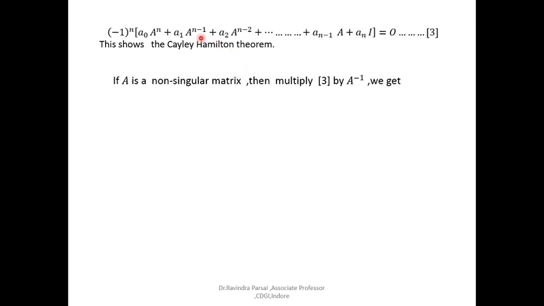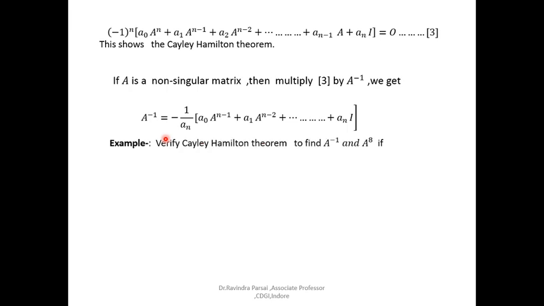You can say that just multiply this equation by A raised to minus 1. So by multiplying this equation by A raised to minus 1, and by writing only the A raised to minus 1 term on the left side and shifting all the rest of the terms to the right hand side, you will get the value of A inverse by the Cayley-Hamilton theorem. Let me show an example on this topic, then our session is over.